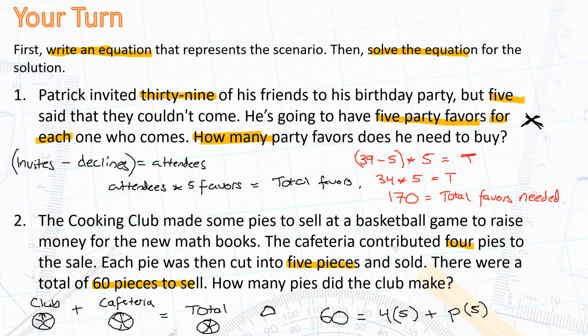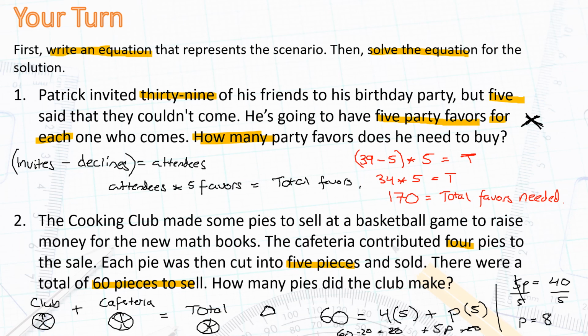All right, so then 4 times 5 is 20. So we can do that, and then plus 5p equals 60. We can subtract 20 from both sides. So we get 5p is equal to 40. And then we would have to divide by 5 on both sides to get the number of pies. So 40 divided by 5 is 8.